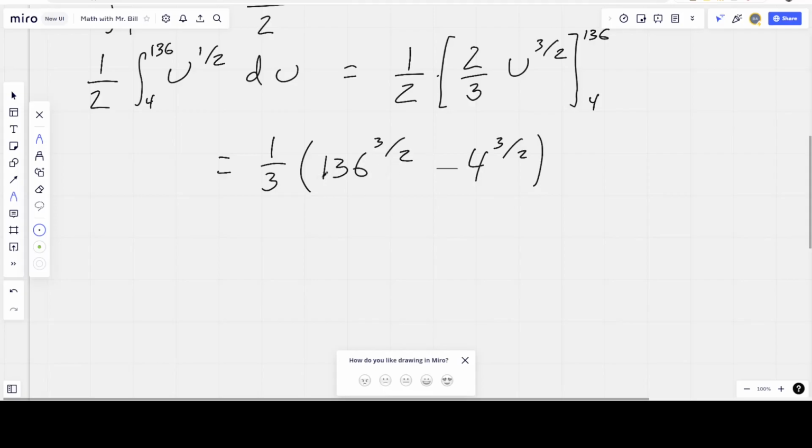Now there's no perfect square root of 136, so we can leave it like that. We can make it look a little nicer using a radical. And then 4 to the 3/2, well, that's the square root of 4 cubed. So that's 2 cubed, which is 8. So I could clean this up a little bit, make this 1/3 times the square root of 136 cubed minus 8. And you could keep going a little bit more if you wanted to. There's all kinds of ways to finish that off. But that's it. That's the solution.